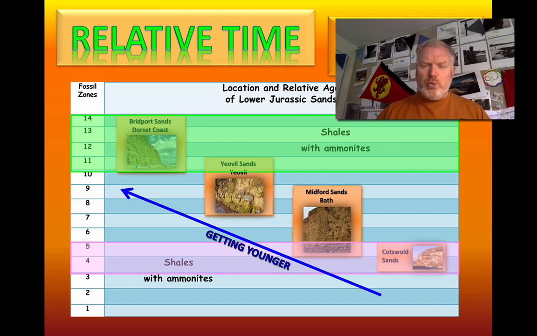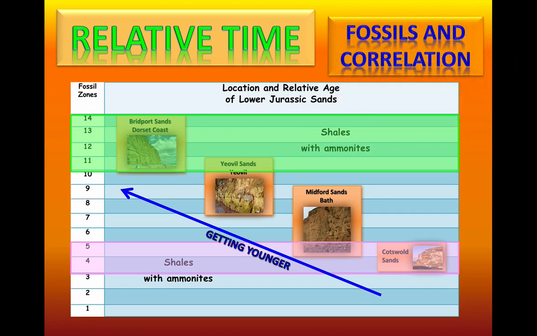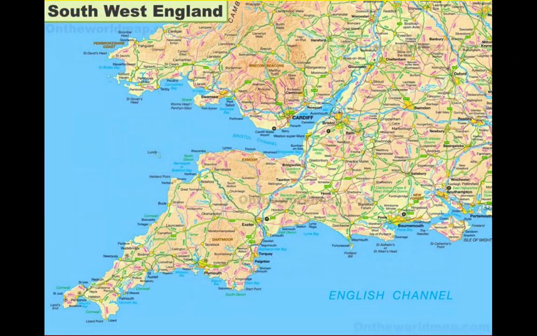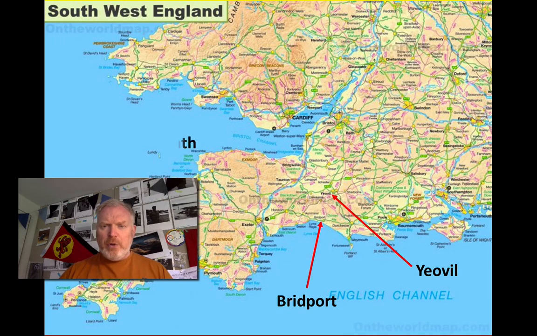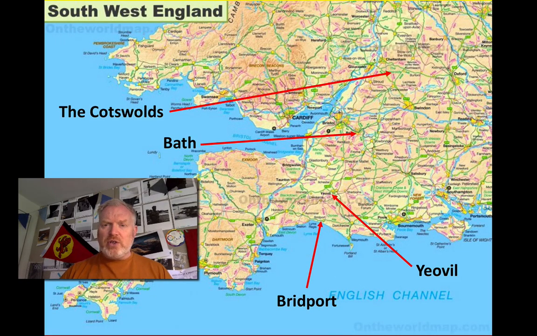Now we can actually use this to work out how this was being deposited. If we look at a map here of southwest England and southern Wales, if we look at where these places are, Bridport there on the south coast, going all the way up to the Cotswolds in the north. Now remember we said, or we've just worked out, that the oldest outcrop of these sands are in the Cotswolds, the youngest one in Bridport. So this sandbar must have been moving to the south over geological time.